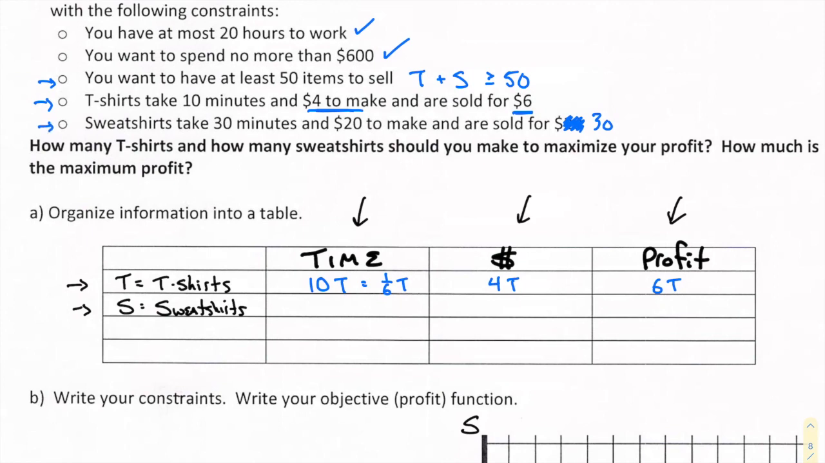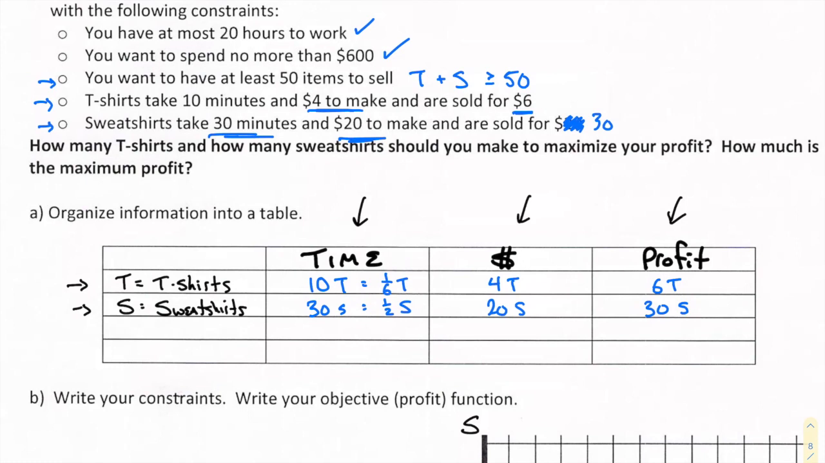Last bullet. Sweatshirts take 30 minutes, so 30S. And S isn't a very nice variable, but we're going to use it for now anyway. That's also the same as half an hour for each sweatshirt, and $20 to make, so 20S. Notice I'm just trying to organize my information. I've done the 30 minutes, I've done the $20. They sell for $30, so 30S.